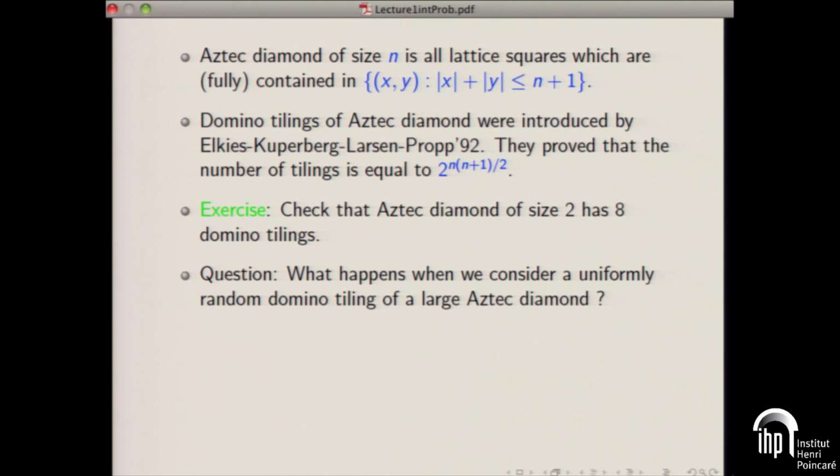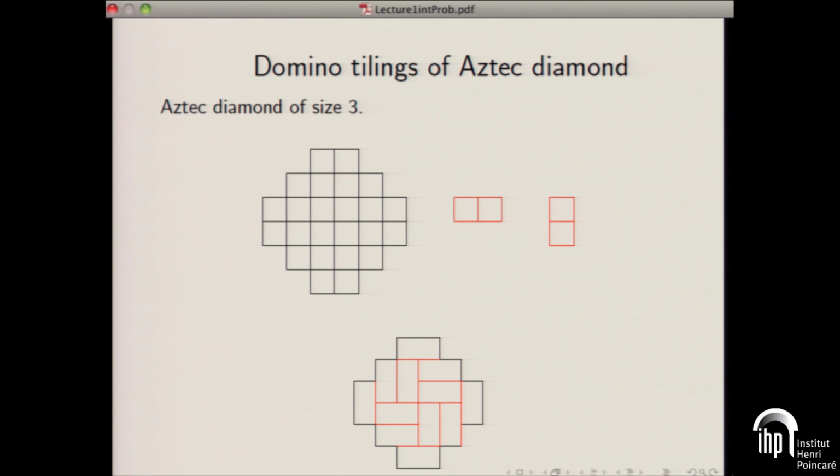So, a little bit more formally, an Aztec diamond of size n is a collection of lattice squares which are fully contained in the region where the absolute value of x plus the absolute value of y is less than n plus 1. The absolute value of x plus absolute value of y looks like this, it's a square. And we consider only lattice squares which are fully contained in this region. So we always obtain pictures something like this, but probably of a larger size.